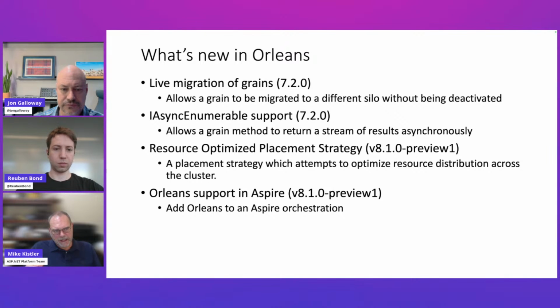And this is particularly handy. IAsyncEnumerable is a very nice feature in C#, and we wanted to be able to make that available to users of Orleans as well. So I'll describe that here in a minute. And then starting in .NET 8 Preview 1, we have two new features. One is resource optimized placement strategy. And this is a new placement strategy that complements some of the existing ones. And this one specifically attempts to optimize grain placement to balance resource usage across your cluster.